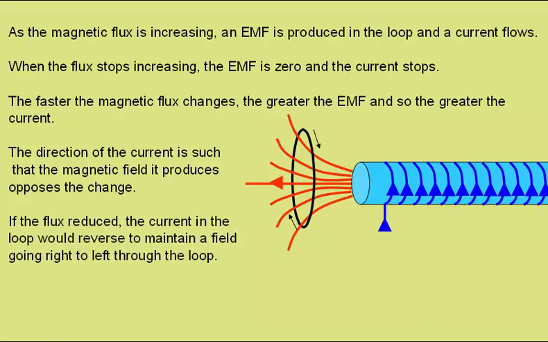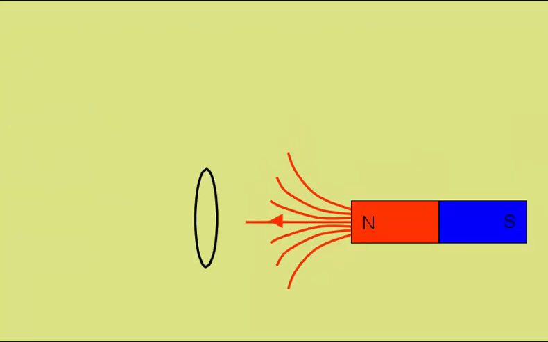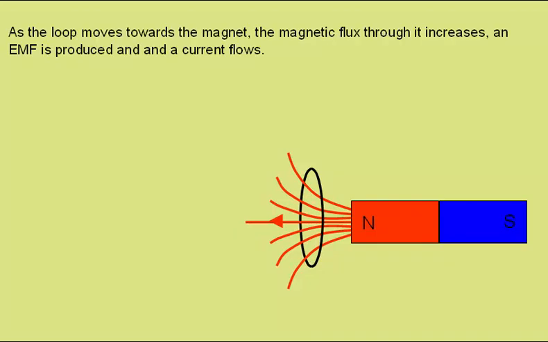If the flux is reduced, the current in the loop would reverse to attempt to maintain a field going from right to left through the loop. It doesn't matter how the flux through the loop changes. Here we have a bar magnet, and as we move the loop towards the magnet, the flux through the loop has changed. As the loop moves towards the magnet, the magnetic flux through it increases.